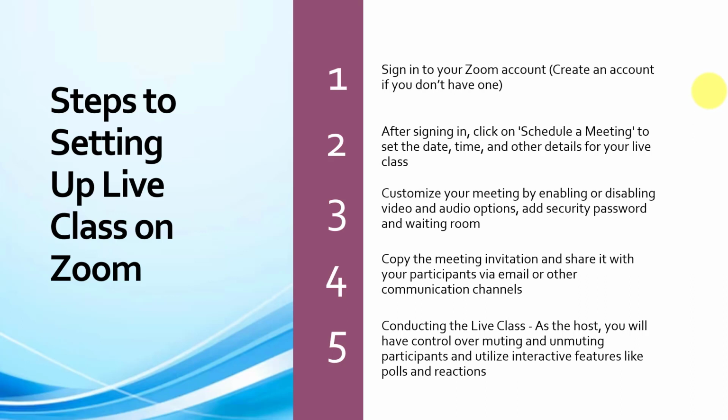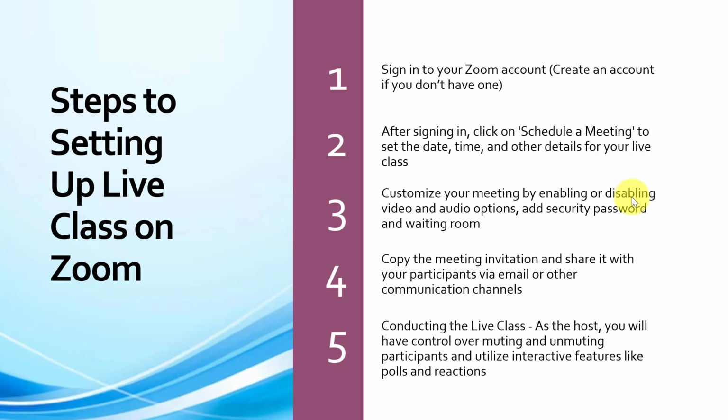After signing in, you click on Schedule Meeting, and then you set the date and the time and other details for your live class. Then you can also customize your meeting by enabling or disabling video and audio options. You can add a security password, and by default, it gives you that option. And you can activate the waiting room if you require it. Then when you are done with that, you copy the meeting invitation and share it with your participants through your email or other communication channel.